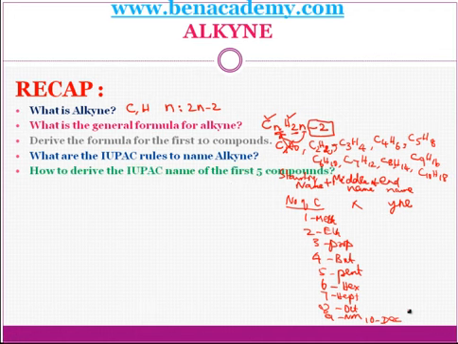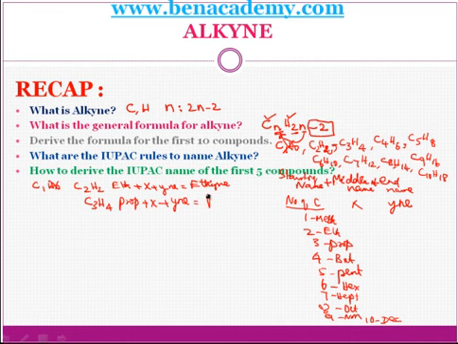How to derive the IUPAC name for the first 5 compounds. We have already seen it, and quickly we will review it. The first compound is C1H0, therefore it does not exist. If the number of carbons is 2, it is eth, there is no middle name, and the end name is yne, therefore it is ethyne. Similarly, if carbons are 3, the formula will be C3H4, 3 into 2, 6, 6 minus 2, 4. Then it will be prop, no middle name, end name yne, therefore propyne.